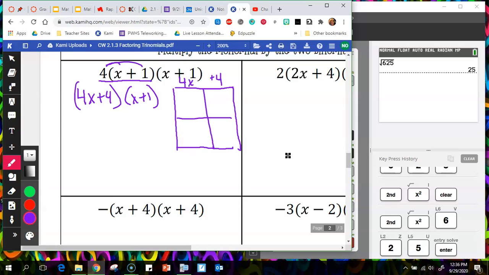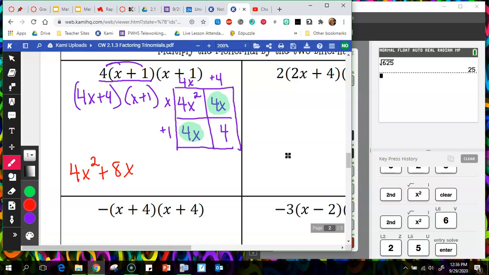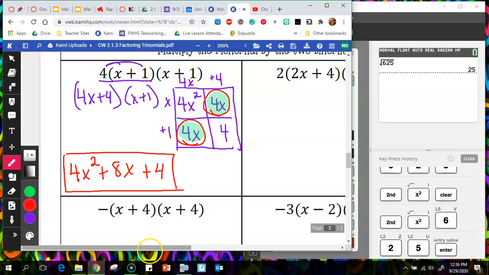4x plus 4, x plus 1. Okay, 4x times x is 4x squared. 4 times x is 4x. 4x times 1, and 1 times 4. All right, so where are my like terms? I've got like terms here and here. I need to add those together. So my answer, let me do that in red, is 4x squared plus 8x, because that's me adding that and that, plus 4. So that's my answer. To me, that is the easiest way to do these.